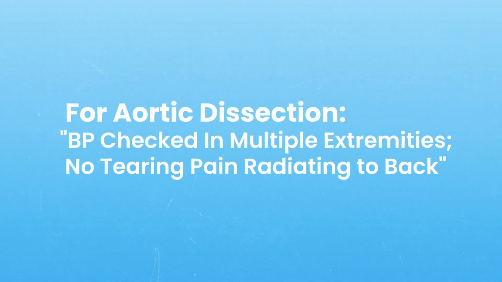For example, if I really wanted to impress my attendings, then I might include that in the vitals that I checked the blood pressure in multiple extremities and shown that it was the same blood pressure in all extremities and that they didn't have any tearing chest pain that was radiating to their back, showing that I was thinking about an aortic dissection. Like I might not say aortic dissection in the vital section, but if I talk about that, the attending will know that I was already thinking about it and that I'd ruled it out.